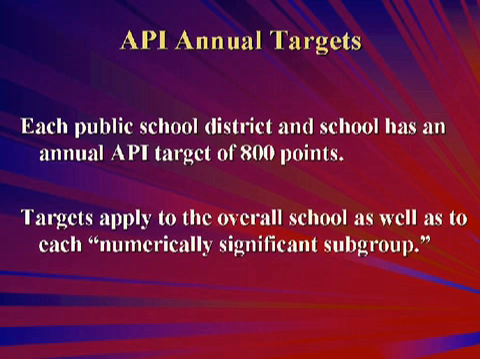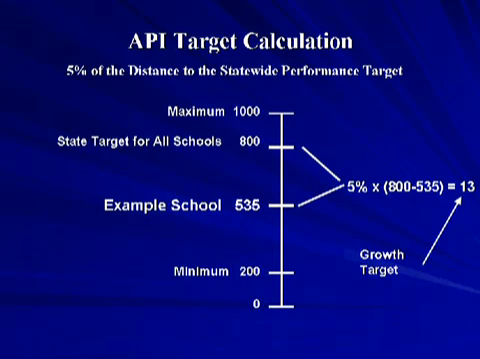The next, please. Okay, for the API, the scale goes from 200 to 1,000, and the state has a target for 800. So all schools are trying to at least get to 800. If they're below that 800, if you go to the next slide, what you'll see is they'll have a growth target. They'll actually say to you, okay, well, you're not at 800, but you're below that, so we're going to ask you to try to go up 5% over this next year, 5% of the difference between the 800 and whatever the school score happens to be. So there's always a target, there's always a way of trying to keep going forward.